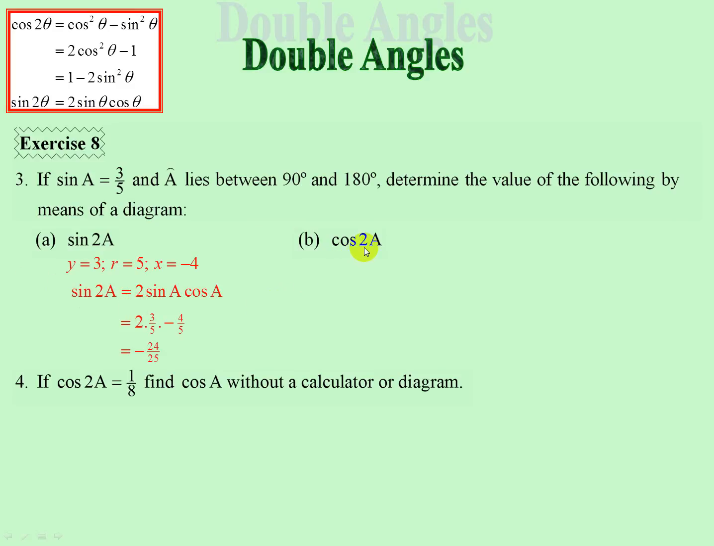Now this cos 2A, you could make life easy for yourself, or you could get more complex. The easiest way to go is to say, well, I already know sine of A, so why don't I just expand it with the sine of A formula? Cos 2A equals 1 minus 2 sine squared A. Now I know sine is 3/5, so 1 minus twice 3/5 squared simplifies to 7 over 25.